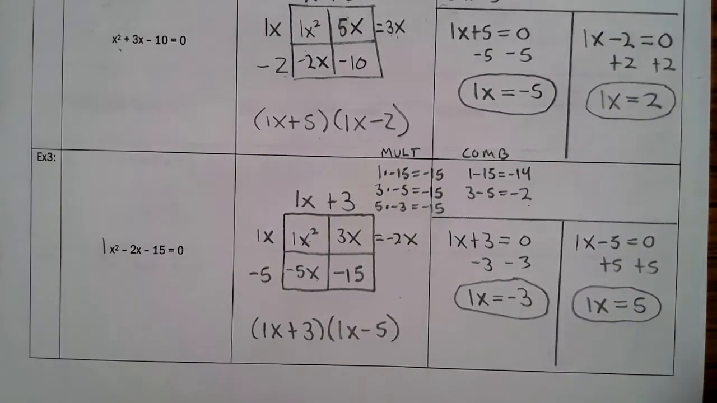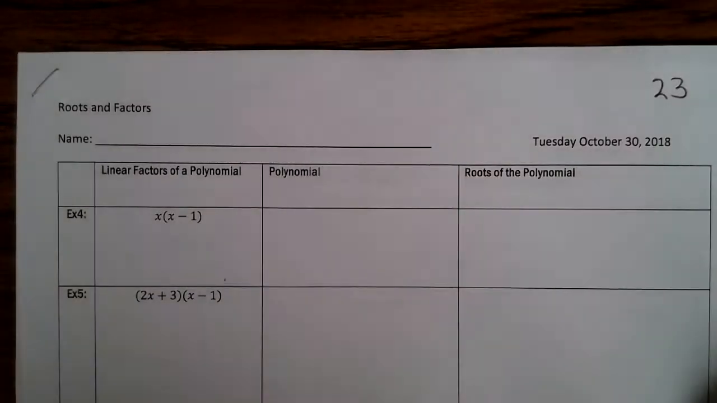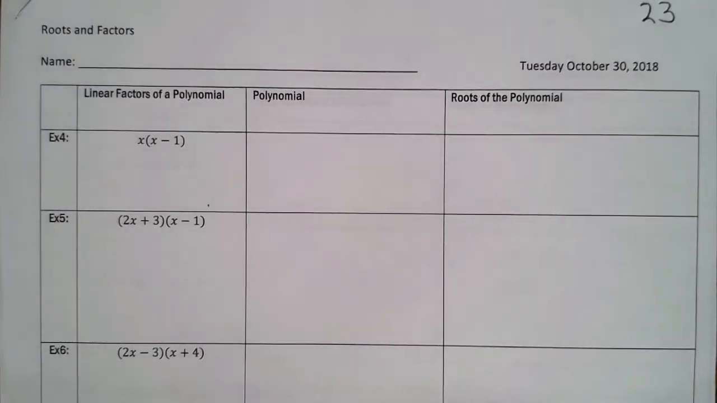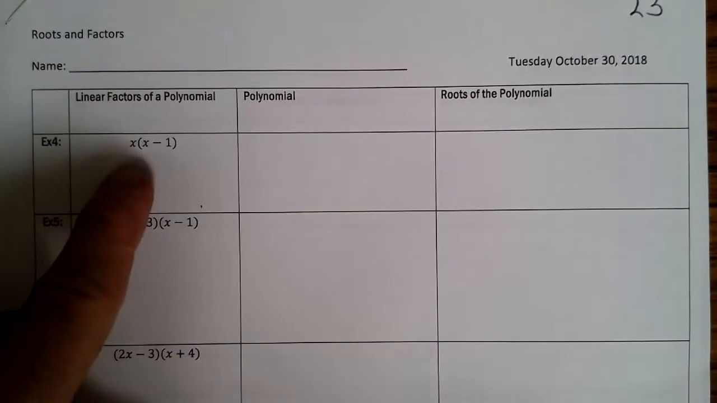Let's move on to the next page. And again, this is still going to be on page 23. All right, example 4. Now here, we want to find the polynomial, given that we were given the factors. So what we do is we multiply using the box method.